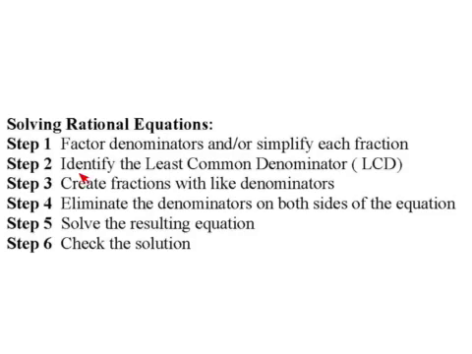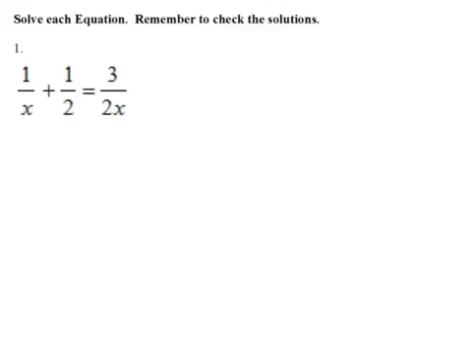Step 2 says to identify the least common denominator. So in our first example, we see that our denominators are an x, an x, a 2, and a 2x. Therefore, our LCD is equal to 2x.